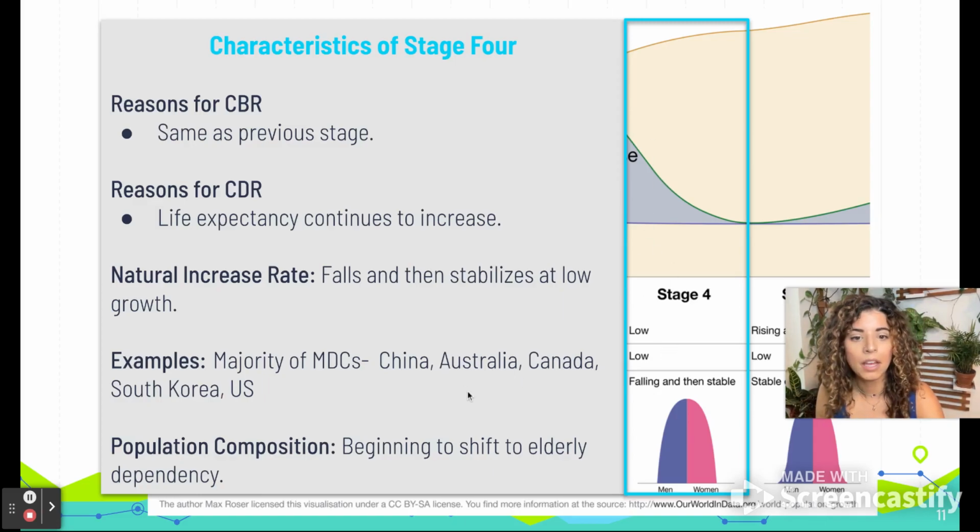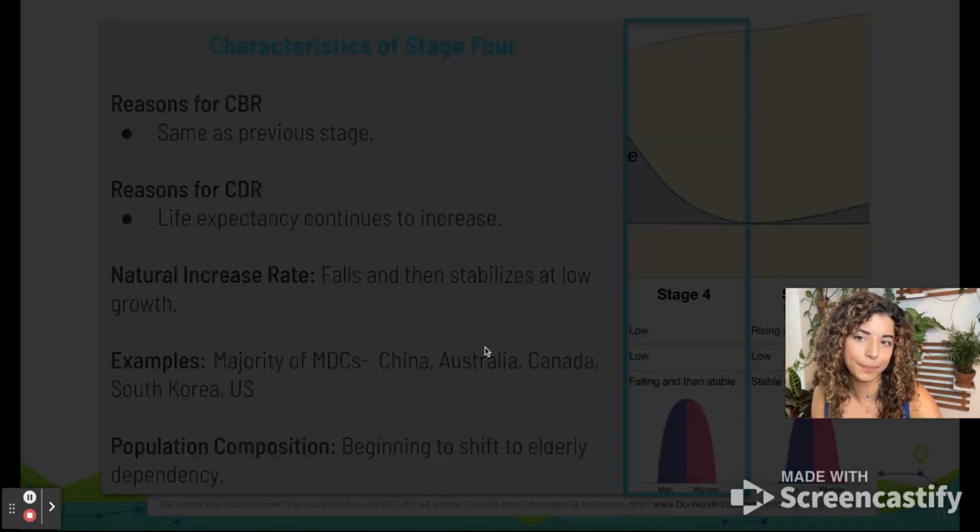They're still growing. Australia, Canada, South Korea, US. South Korea is more at the end of stage 4. They're more evening out, leveling out. And then population composition, it's beginning to shift to elderly dependency. So here's where we start to see more older people as opposed to more younger people.